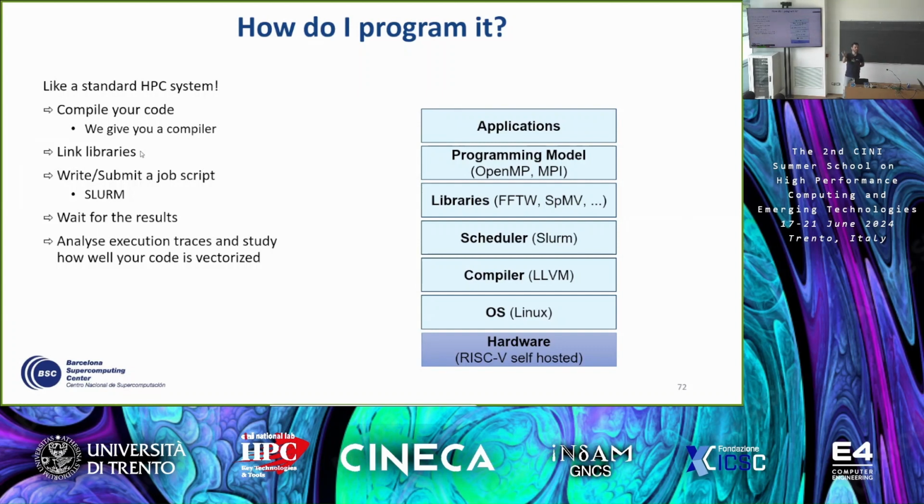So maybe you use MKL, or maybe you use FFTW, or you use HDF5. I don't know which one is familiar to you, but sometimes applications depend on external libraries, right? So we can provide a vectorized version of that. We don't have so many so far, but we have some of them. You write your Slurm job script. The scheduler is already there. It's the same Slurm that you use in your cluster. You submit the job, you wait for the result, and you analyze the output. With what? With the tools that I mentioned before.